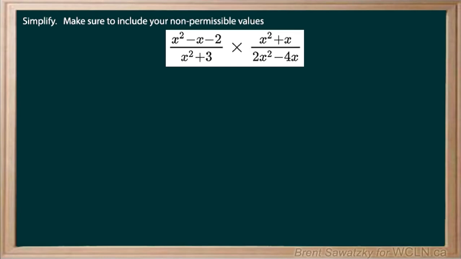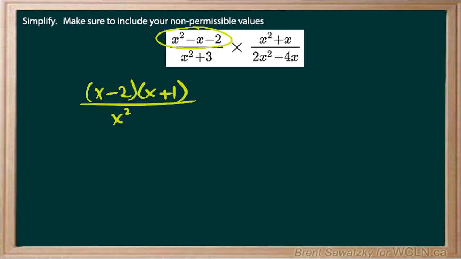And we'll start with our factoring skills. We recognize this first numerator as a trinomial, so we can stop and think, okay, two things that add to -1 and multiply to -2. So x minus 2 and x plus 1. That will do it. On the bottom, there's not much we can do with that.